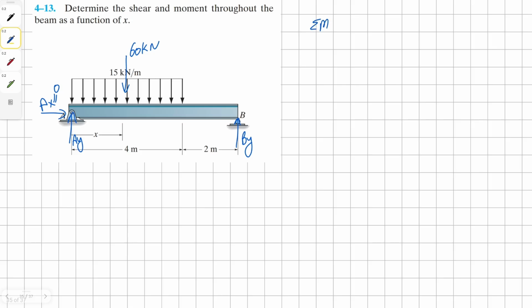Now we can take a moment about the point B to find a solution for AY. So we're going to have 60 kilonewton times 4 meters, because it's 4 meters away and it's counterclockwise. And then we have clockwise AY, and it's 6 meters away from B, all equals to 0. Solving for AY, we get our solution as 40 kilonewton.